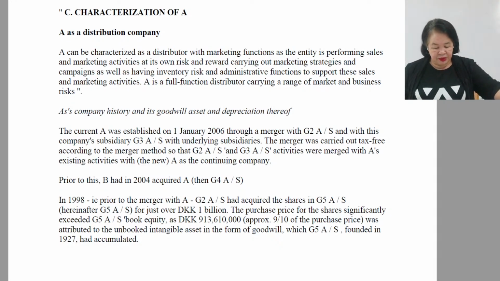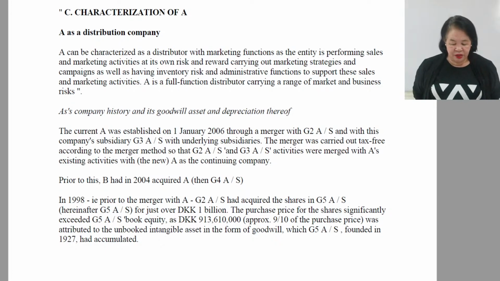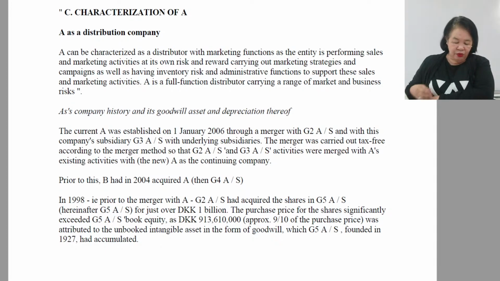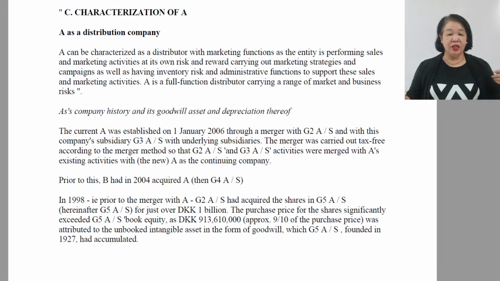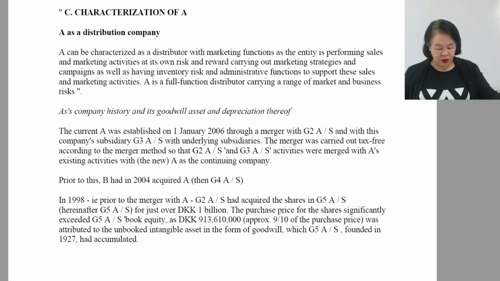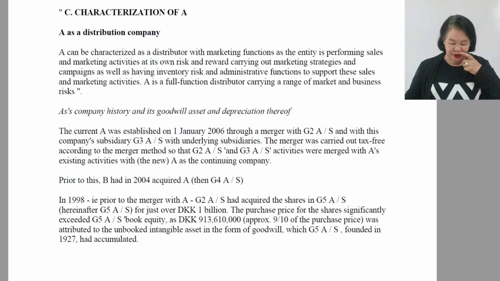With underlying subsidiaries. The merger was carried out tax-free according to the merger method so that J2AS and J3AS activities were merged with A's existing activities with the new A as the continuing company. So there was a merger, and A is the continuing company. Okay. So prior to this, B had in 2004 acquired A. Then G4AS. So B acquired A.